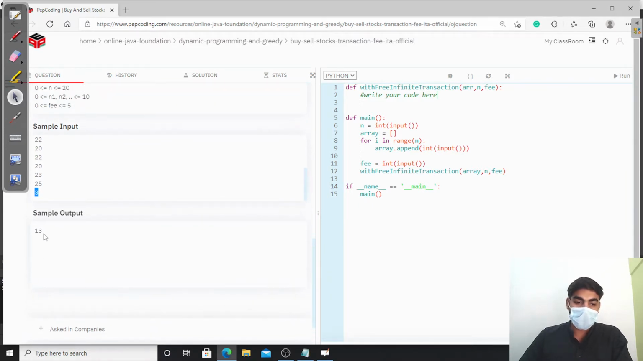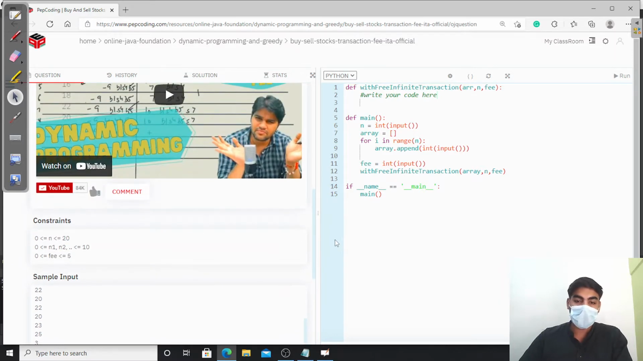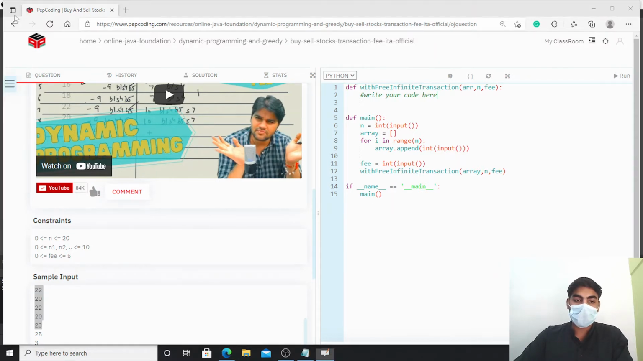In the sample output we have 13, which we have to find out. So we get 13 as the maximum profit after doing infinite transactions on the given data and paying 3 rupees after completing one transaction. So that's all about the question. Let's move to our approach.